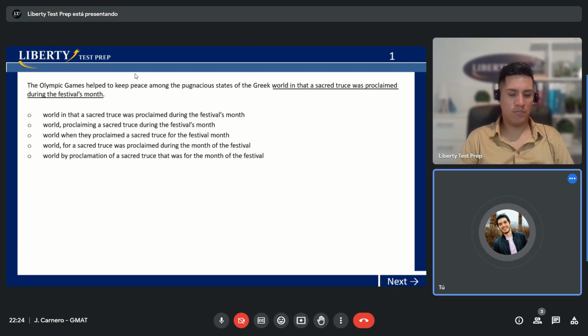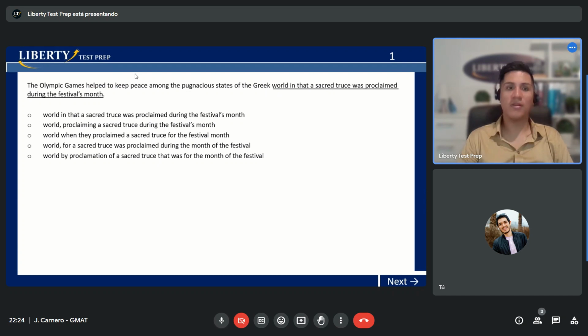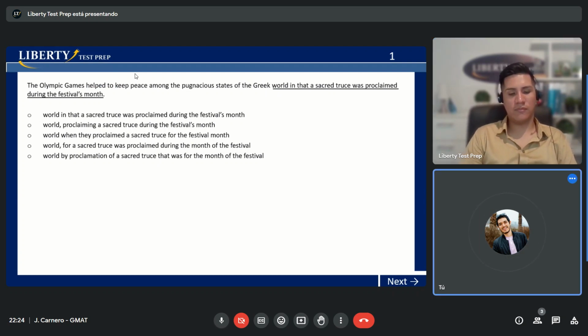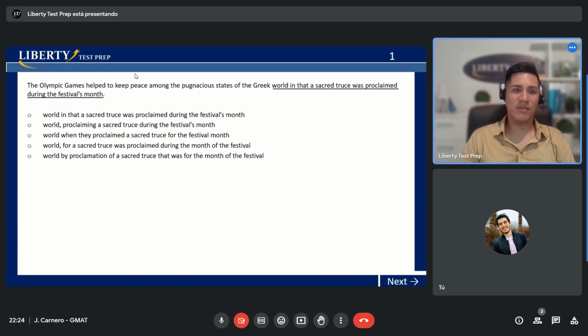Could be letter D, right? Could be letter D. Okay, perfect. How come? Why are the other ones wrong? Actually, I was kind of confused because in letter B, we're using the ing as a consequence, or not necessarily. You could, okay, but is that a consequence really?